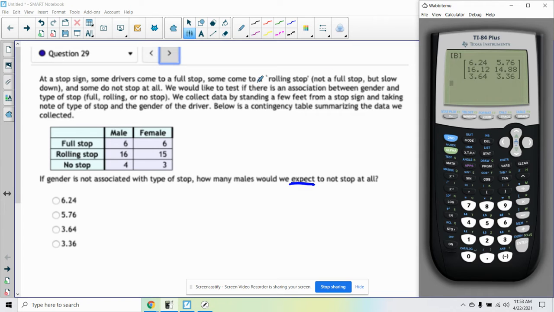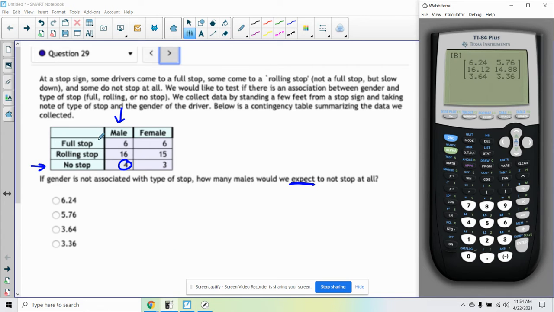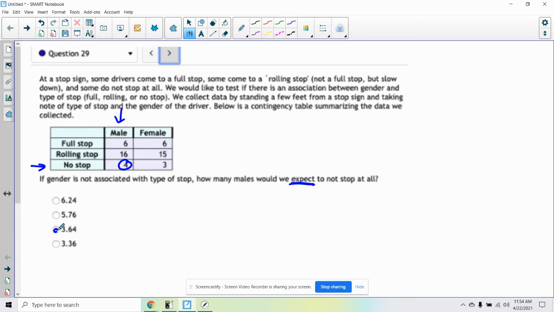So I'm looking for the cell that's associated with males not stopping. If gender was not associated with the type of stop, we would expect how many males to not stop at all? Males to not stop at all. That's the bottom left cell. This is going to be 3.64.